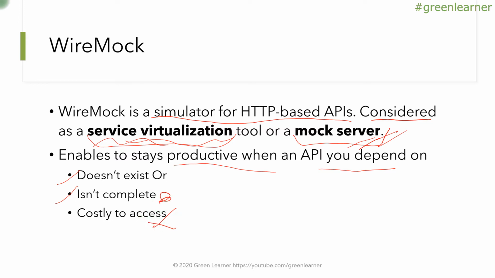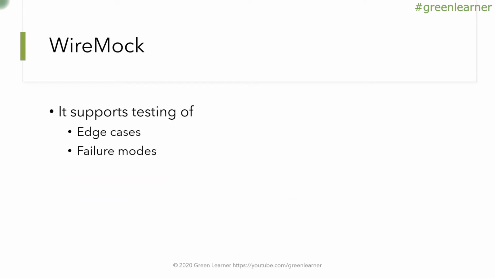The same applies here as well. If you are using any third-party API which is costly to access, but you need to run continuous regression tests for your service, you need the response from the actual service, but that is costly. So WireMock comes into the picture to save the cost here, right? You fit this mock server instead of the actual API. It supports testing of edge cases and failure modes. For example, timeout simulation we can do easily with WireMock. And if I want to simulate a failure, such as a network failure, that also can be introduced with the help of WireMock, right?